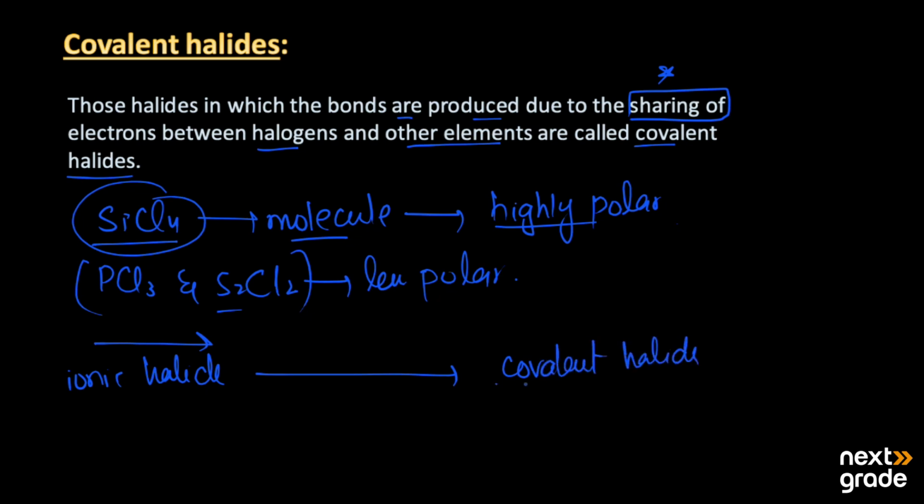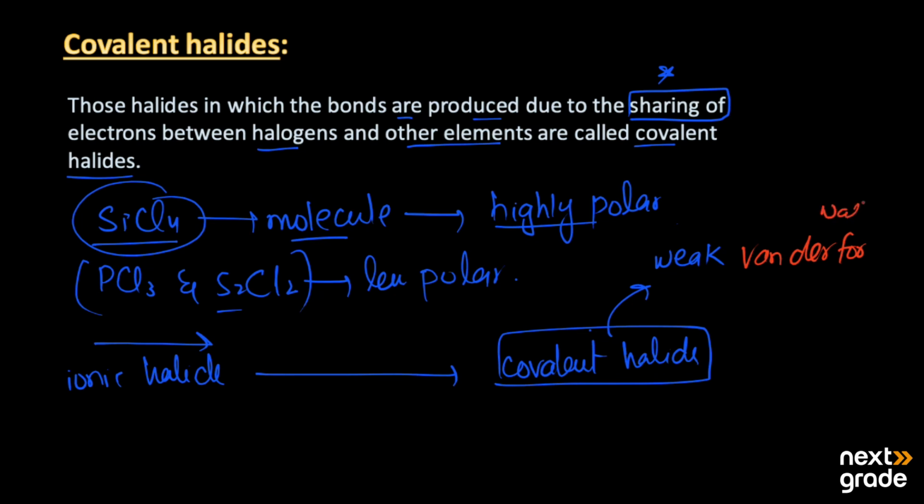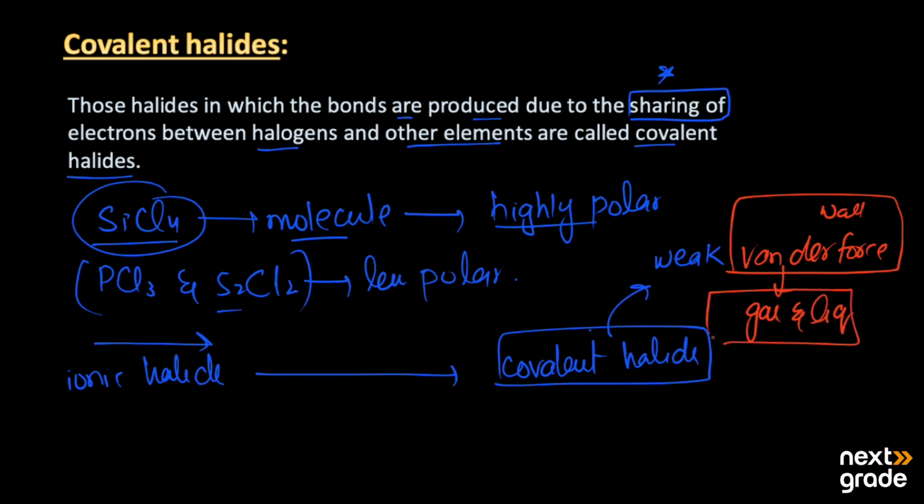These halides form covalent bonds with all the elements, and in turn their melting points also decrease as we move from left to right in the periodic table, because the intermolecular forces between the covalent halides are weak van der Waals forces. These forces are just here to combine the molecules, and that's why covalent halides are present in the form of gases and liquids, or solids with low melting points.